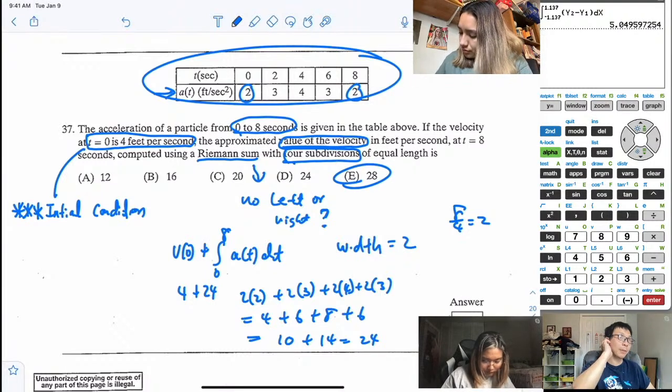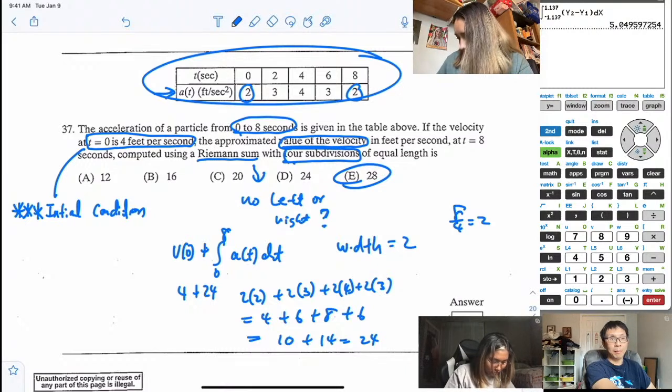Now, on the AP exam, make sure you always include your initial condition in the answers in most cases.